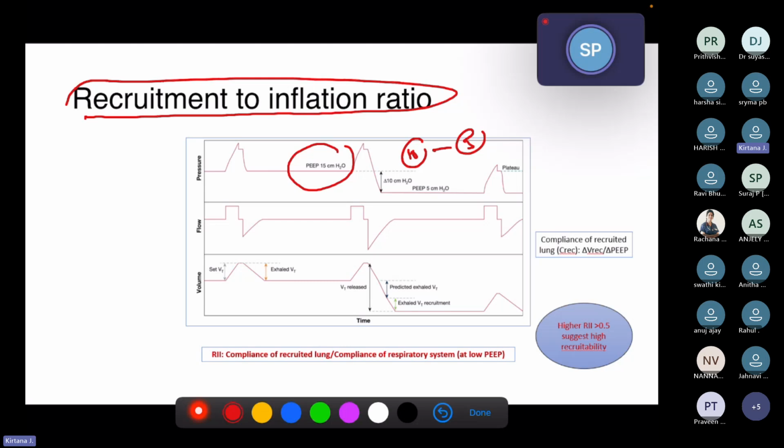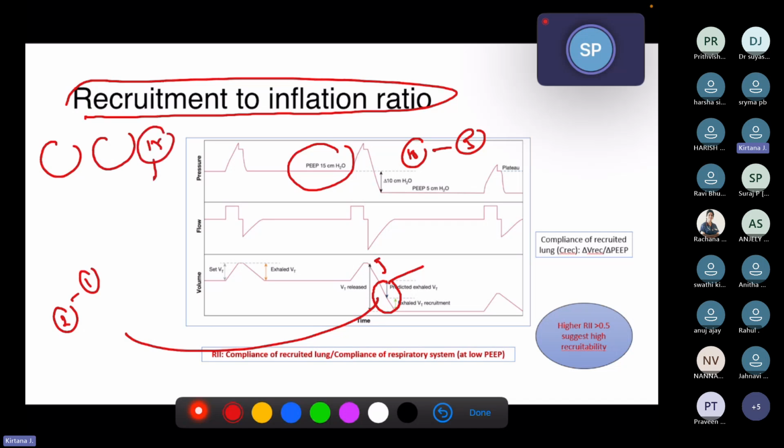So when the PEEP decreases by 10, there will be some extra amount of volume that will be exhaled, right? Apart from the normal tidal volume of the breath, there will be some extra amount of volume that will be exhaled. This extra amount of volume is coming because of two reasons. The first reason is at a level of 15, all your alveoli were bigger, right? If the pressure is dropped from 15 to 5, your alveoli are going to get smaller because the transalveolar pressure is decreasing. So because of this change in volume, some amount of volume will definitely be exhaled. This is known as the predicted exhaled VT.